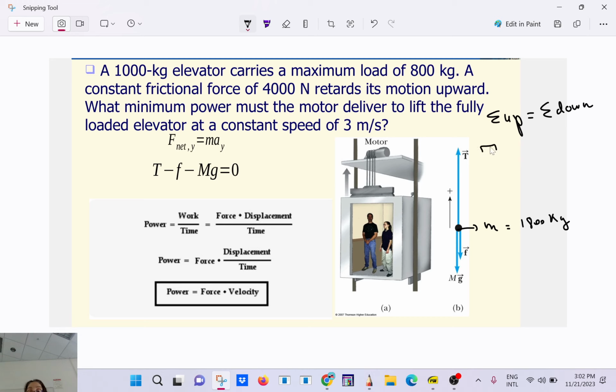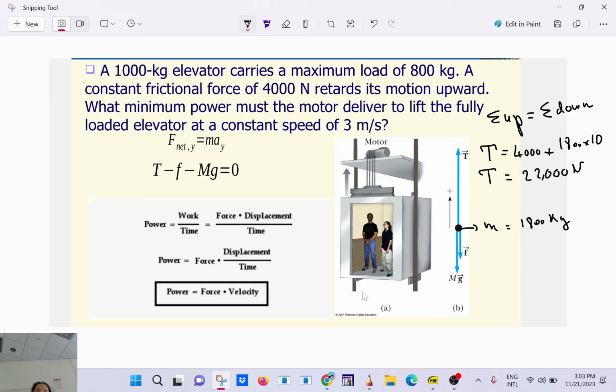So up you have T equals friction is 4000 plus mg, so that will be the total mass, times 10. So that's just the review, okay? Up equals down. Are you with me? So 4,000 plus 18,000, I believe it's zero, and I found 22,000 Newton. Did you find that? Yes? It's from the beginning of the semester.